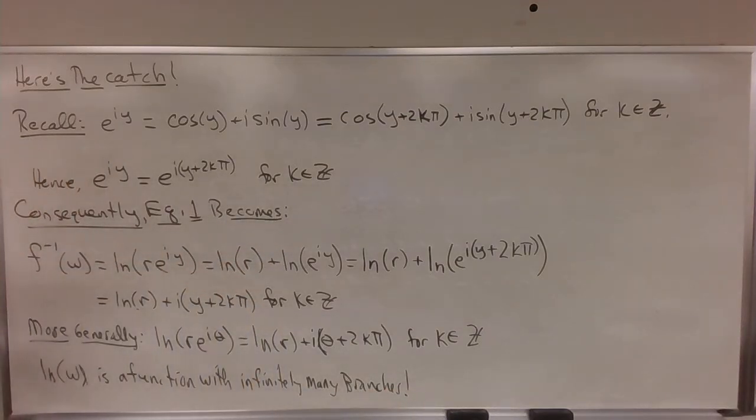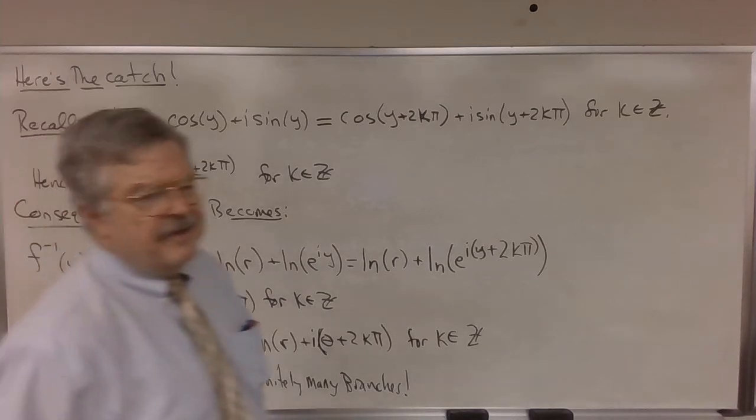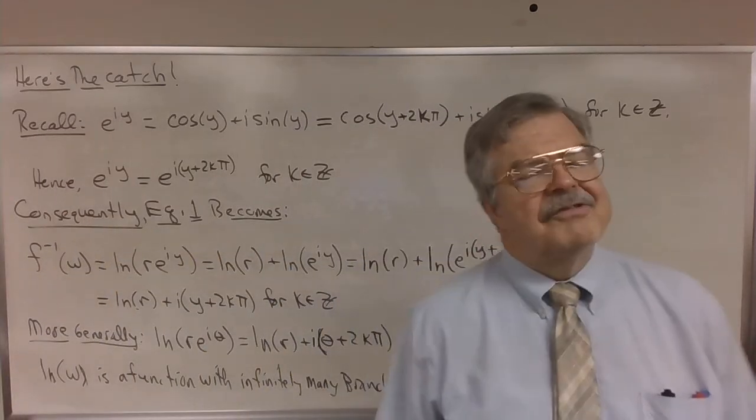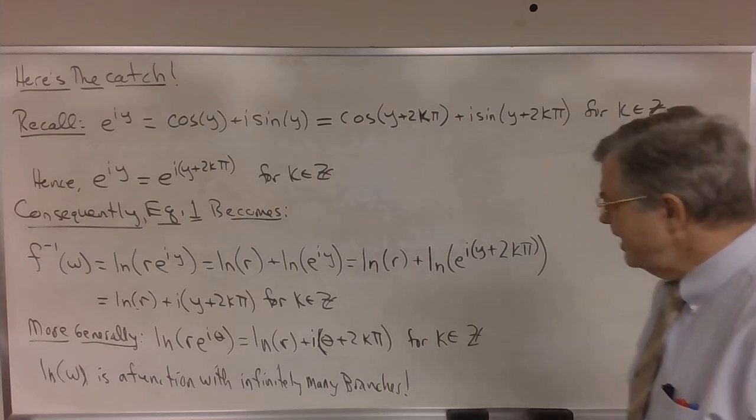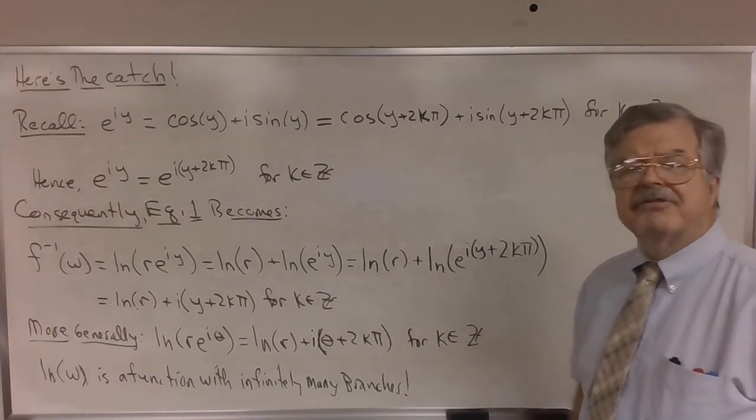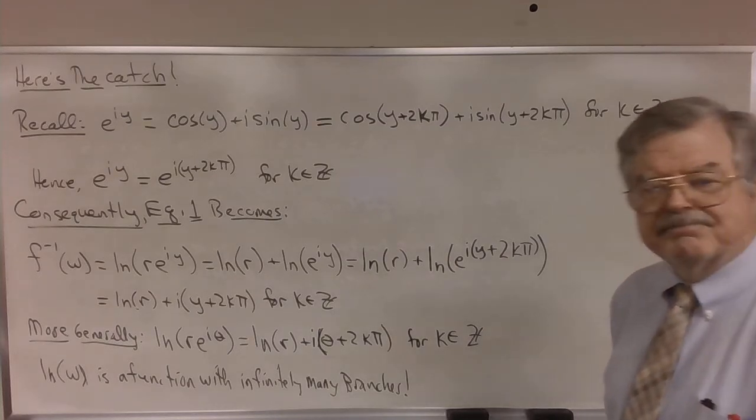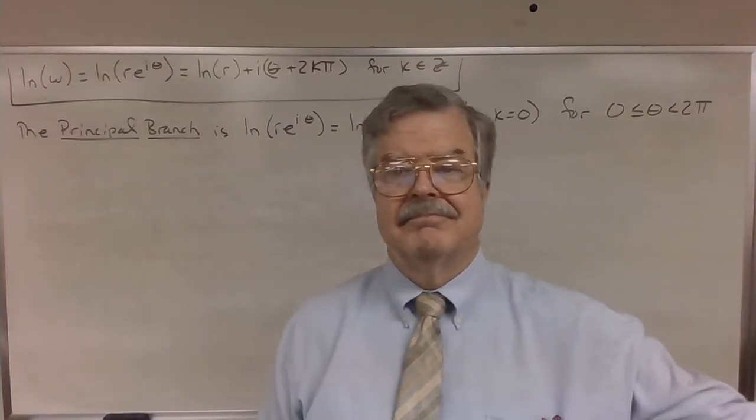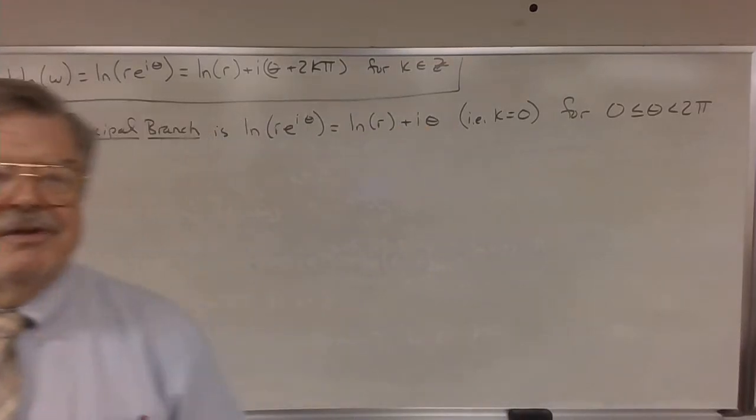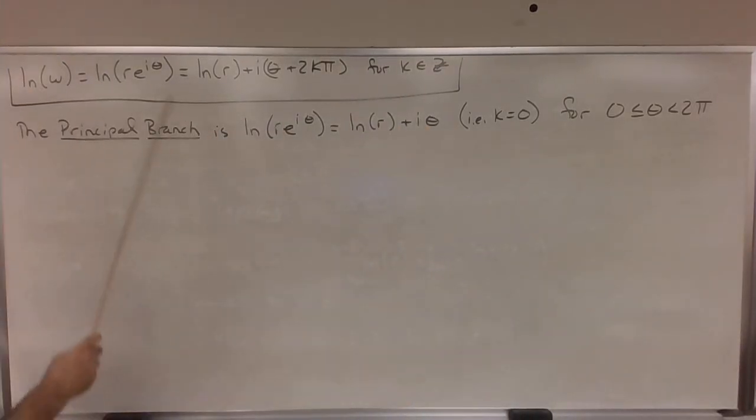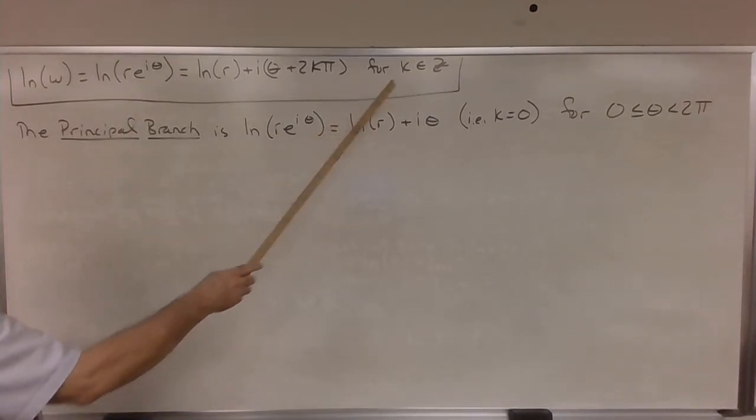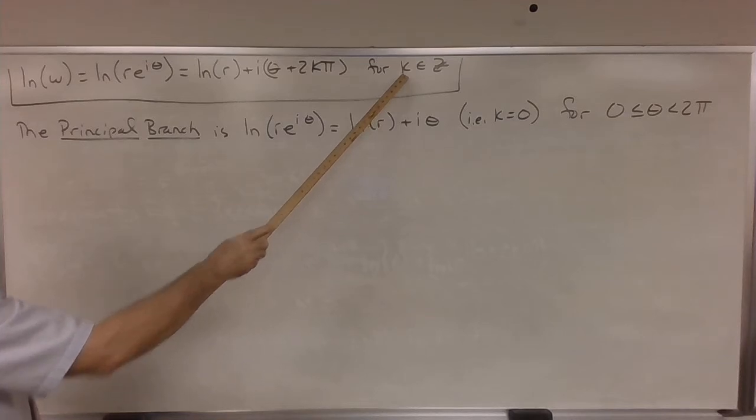And remember, we talked about branches a little bit before in the previous lecture. But the natural logarithm function, as a complex valued function, has infinitely many branches. And we're going to expound on that in just a second. So again, this function has infinitely many branches, one branch for each whole number value of k.